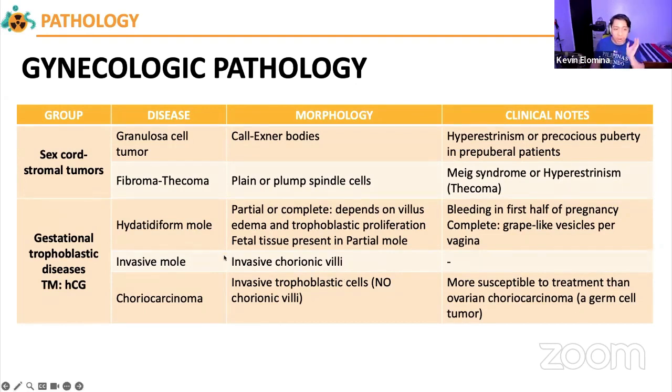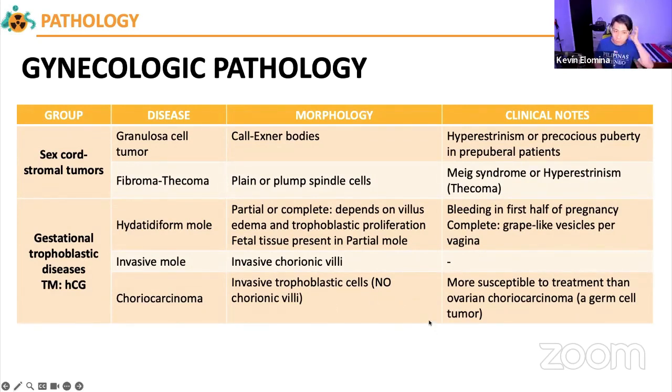Okay? And then for your invasive mole, they can go to your uterine vessels. They can go to your myometrium. And your choriocarcinoma is a gestational trophoblastic neoplasia. So how will you distinguish them from moles? They don't have villi. Okay? They're just malignant cyto and syncytial trophoblasts.